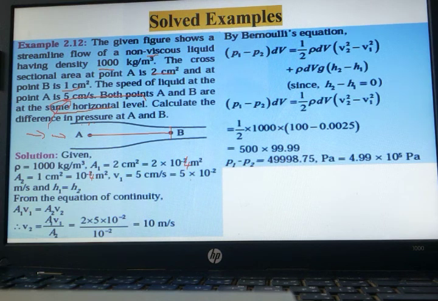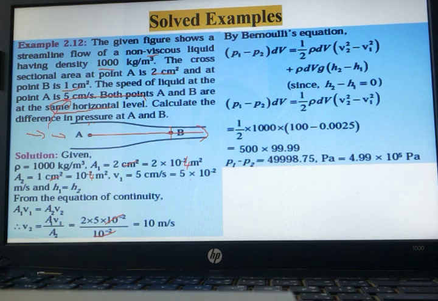By the equation of continuity, we want to find out first of all the velocity at this point B. For this we substitute the values: V2 is equal to A1 V1 upon A2. A1's value is 2 centimeter square, V1 is 5 into 10 raised to minus 2, and centimeter to meter they are writing 10 raised to minus 2. After doing that, you will see that 10 raised to minus 2 and 10 raised to minus 2 get cancelled. Here they are getting the right answer, because ultimately this is a ratio A1 upon A2, and centimeter square gets cancelled.